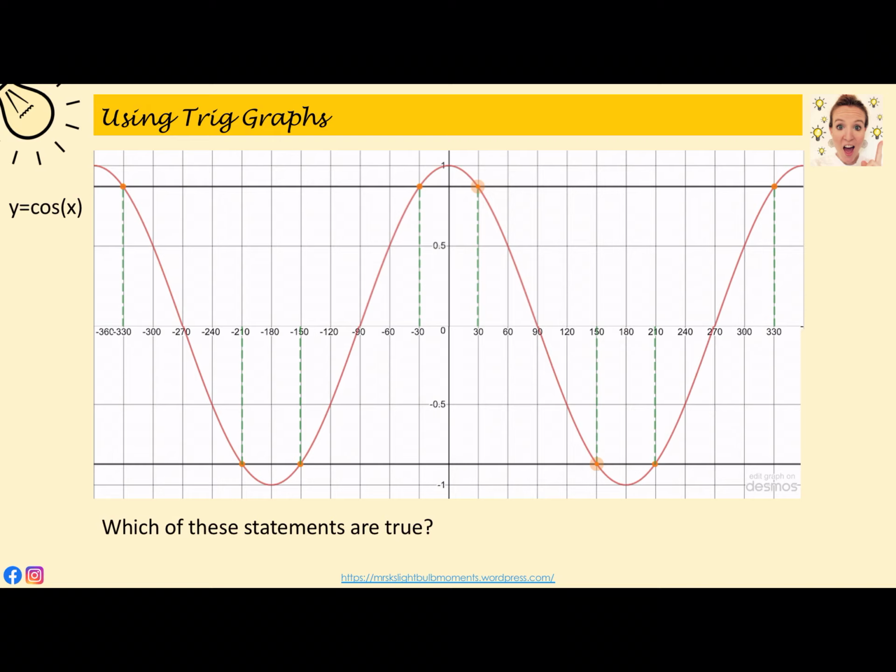Let's have a little look at these statements then. So this time we're looking at the cos graph. Exactly the same, we're just going to use the symmetry still. I want you to see which of these statements are true. First one, does cos 30 equal cos minus 30? See if you can spot where that would be on the graph. Yes, it does, it's true.